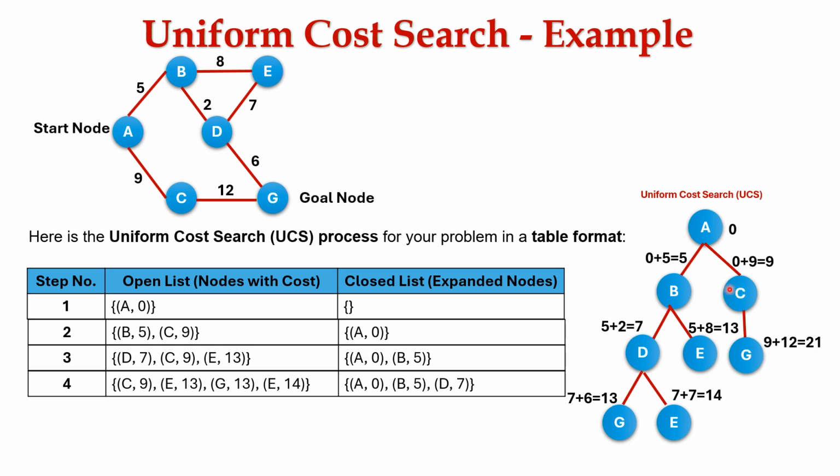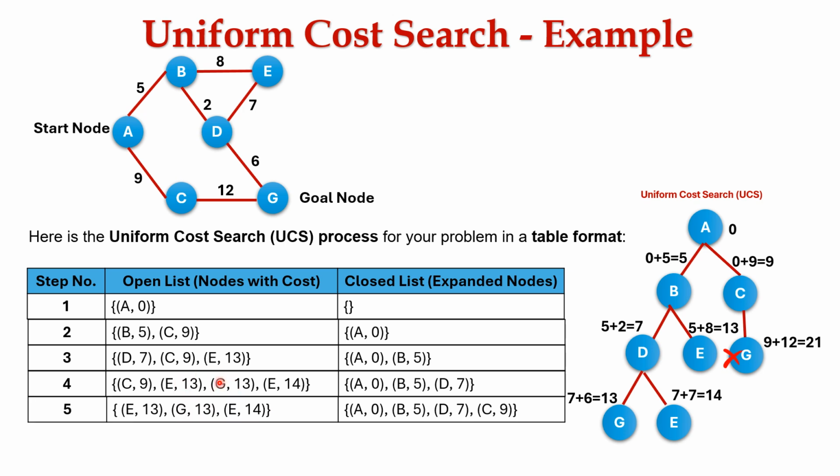Already the node C has the value 9. If we expand it to node G, the cost required is 12. Therefore, 9 plus 12 is 21. Already in our open list, we have the goal node G with cost 13. This is the lowest cost. So we can skip the currently generated node G, and therefore there is no updation in the open list. We can move node C to the closed list since we have expanded it.